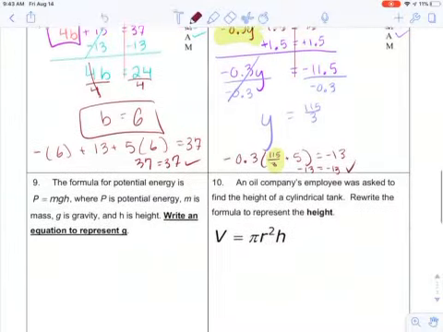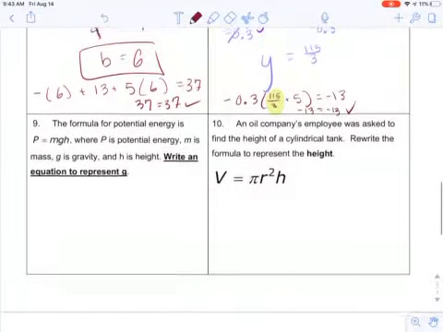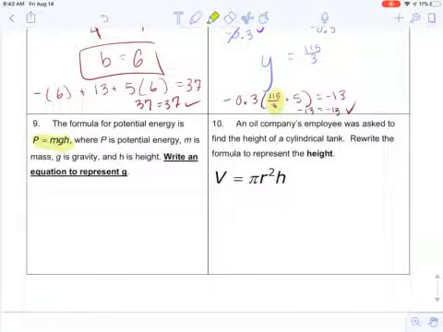Last two problems. These are a little different. The formula for potential energy is P is equal to mgh, where P is potential energy, m is mass, g is gravity, and h is height. Write an equation to represent g, or in other words, solve for g, get the g by itself.